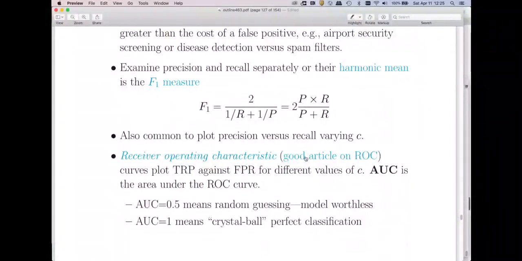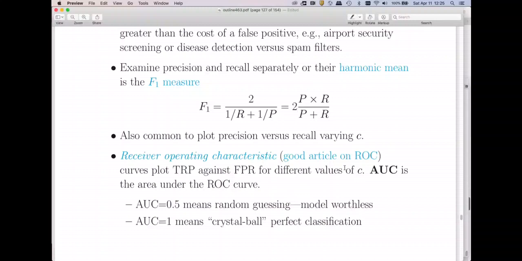All right, so what is an ROC curve? An ROC curve is similar to one of these precision recall plots, but we're going to plot the true positive rate against the false positive rate, varying the value of C.